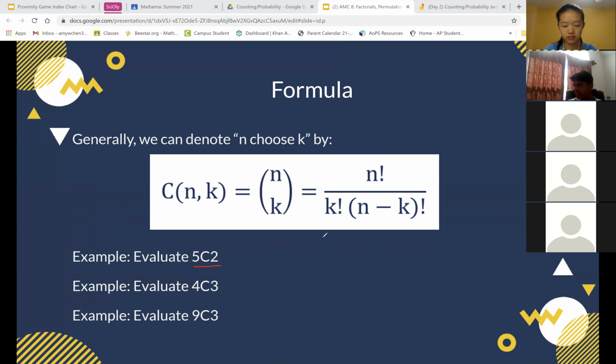So can you guys calculate 5C2, just using the formula? And there are shortcuts actually. Yeah, we can show you a shortcut. We can go over the shortcuts after the break, maybe on the Jamboard.